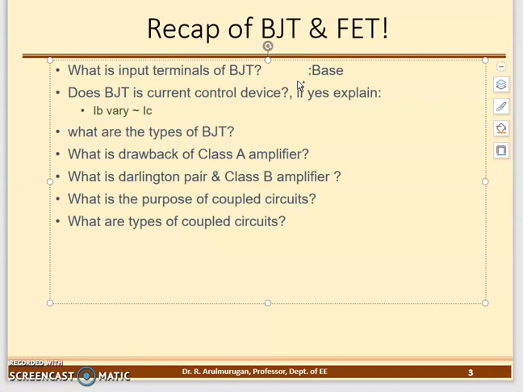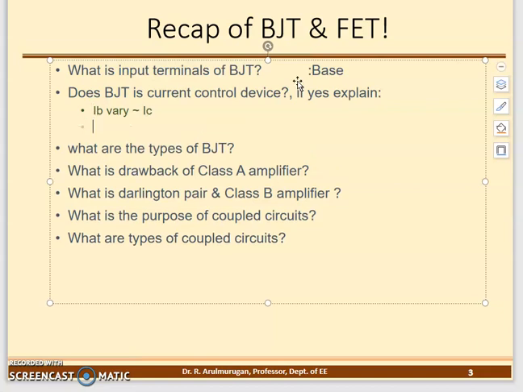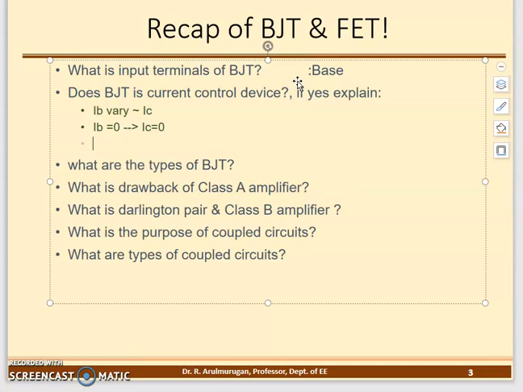If I am not applying the base current, suppose my base current is equal to 0, then what about the output current? The output current becomes 0. So the output is produced with respect to the input.